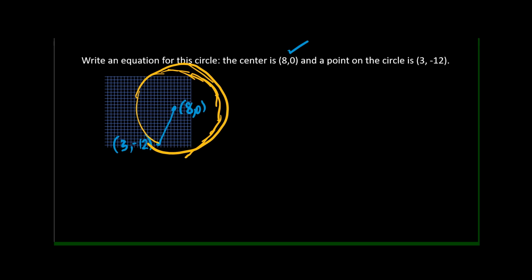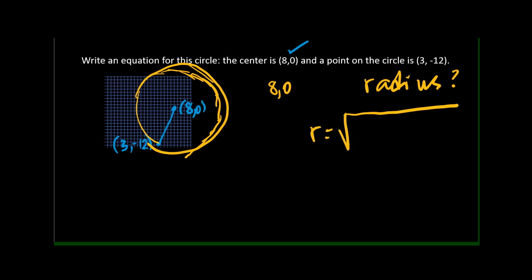We don't know the radius. So the center has been given to us. 8, 0. Boom, I'm done. But what is the radius? Well, the radius, and yeah, we'll just put this in the distance formula. So r is the square root of, subtract the x's, square them, subtract the y's, 0 minus 12, minus 12.